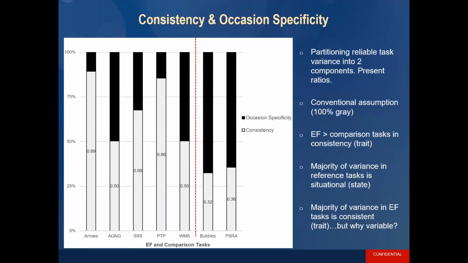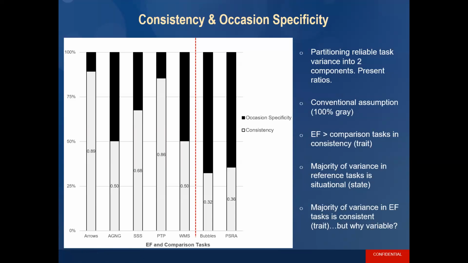So here, what we're doing is we've partitioned the latent variance, the reliable variance in each task, into these 2 components. You can just think about this as a simple ratio. So of the 100% of reliable variance, how much of it is trait-like, how much of it is state-like. And remember that the conventional assumption is that it should be all gray, it should be all consistent.